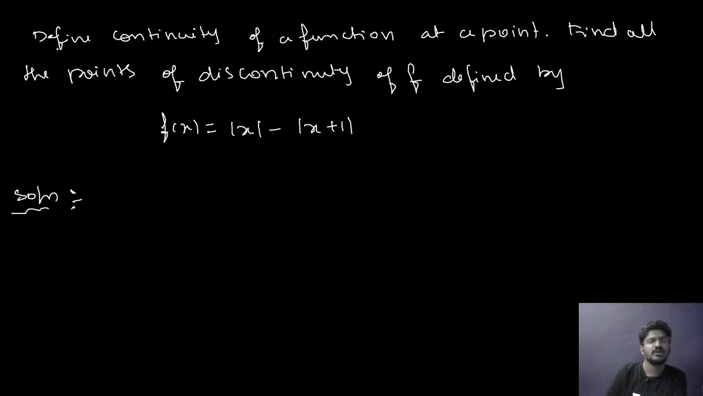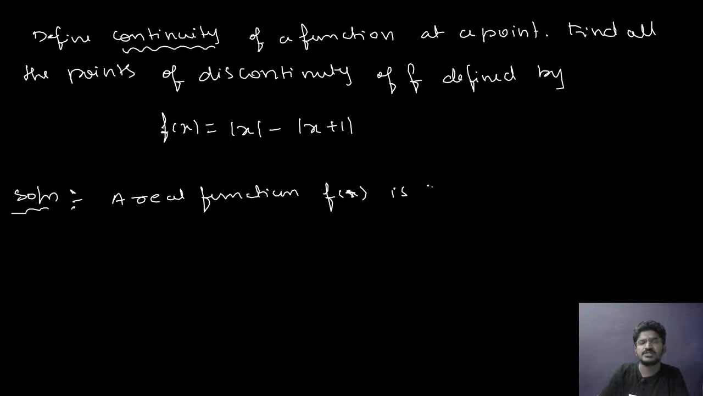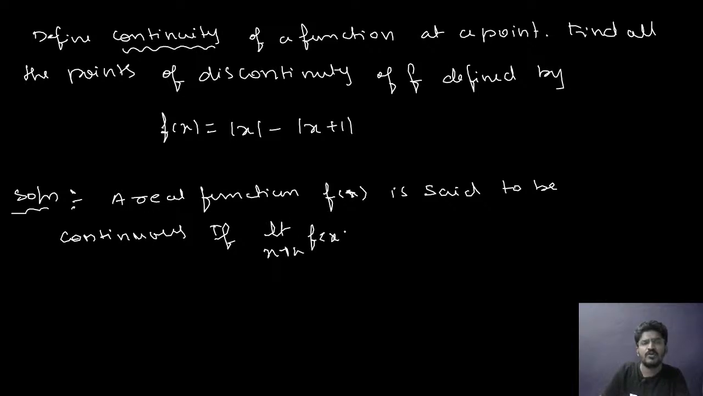First read the question very carefully. They are telling us to define continuity. So first we have to define continuity of a function. A real function f of x is said to be continuous if and only if the limit as x extends to a of f of x is equal to f of a, at x equal to a. So this is the definition of a continuous function.